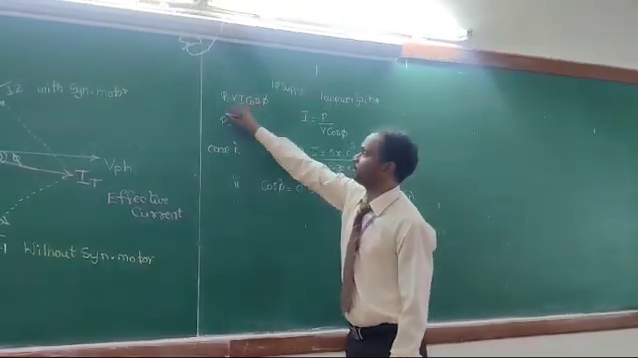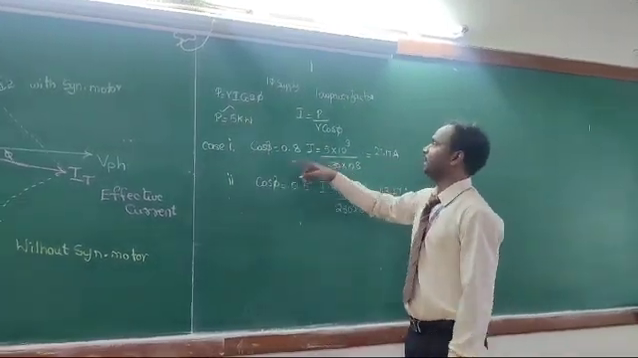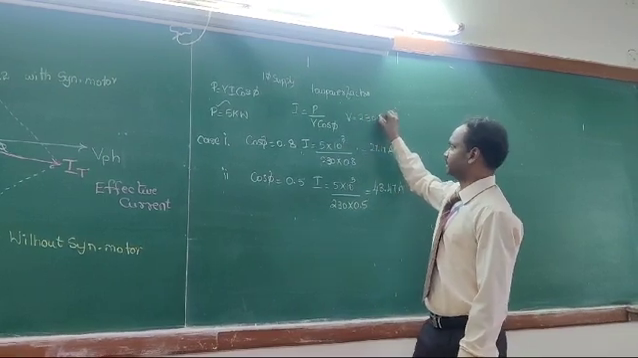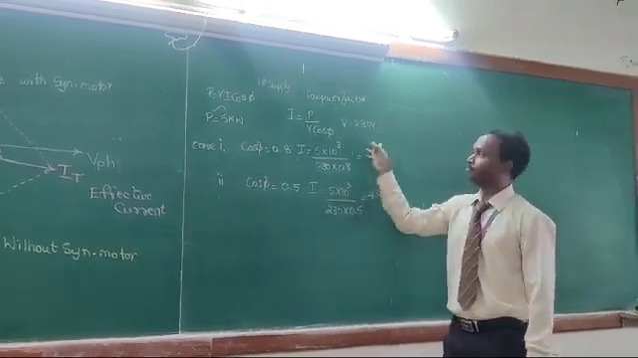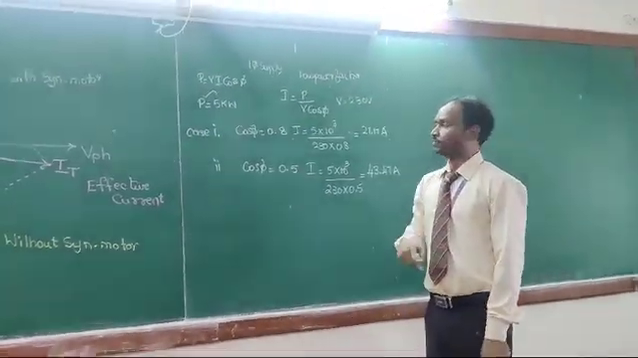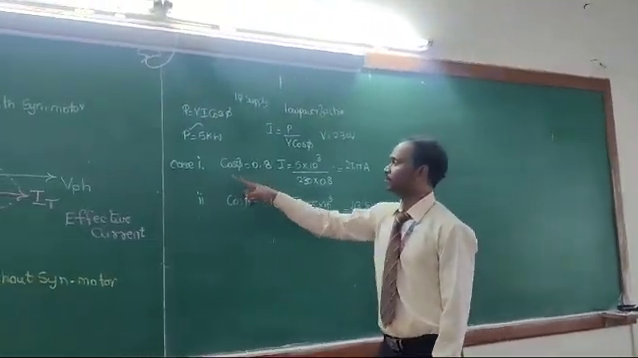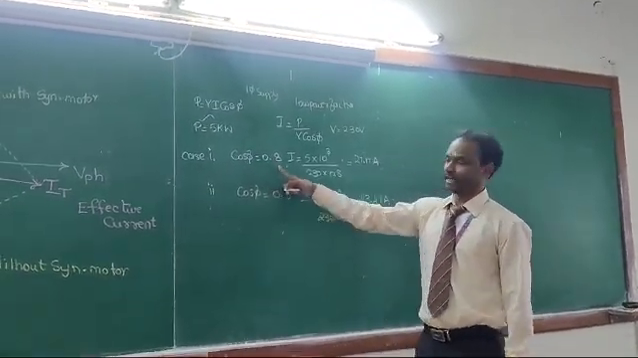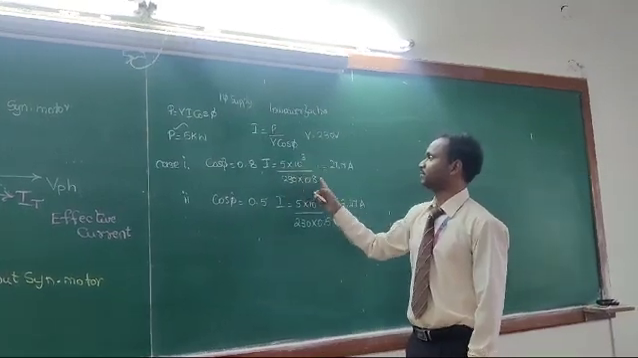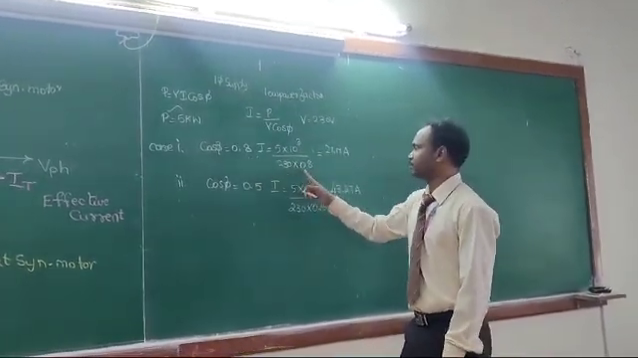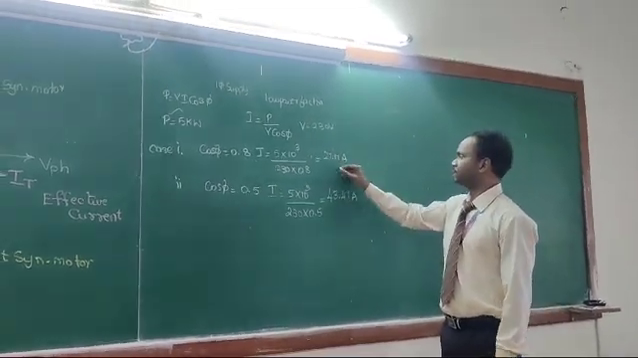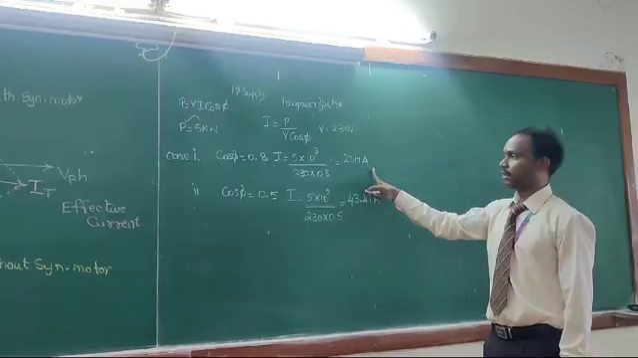Now we consider the power to be 5 kilowatts and the supply voltage to be 230 volts. We can write the current I is equal to power divided by V into cos phi. First case, when the power factor is equal to 0.8, then current I is equal to 5 times 10 to the power 3 divided by 230 into 0.8, and the current obtained is equal to 27.17 ampere.